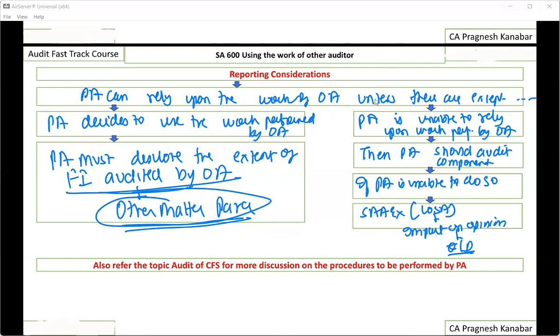All right. Yes, sir. Yes, sir. Sir, there are some additional points in audit of CFS for more discussion. All right. But audit of CFS and stuff is already available in my revision videos. You can see it from there also. You will see some theory points on the responsibility of principal auditor over there. And then you will also see the points on what if there is a material foreign component, all right, which is preparing financial statements as per foreign accounting framework, then what to do. So there are points in audit of CFS, all right, with respect to the procedures to be performed by principal auditor and some more reporting considerations.